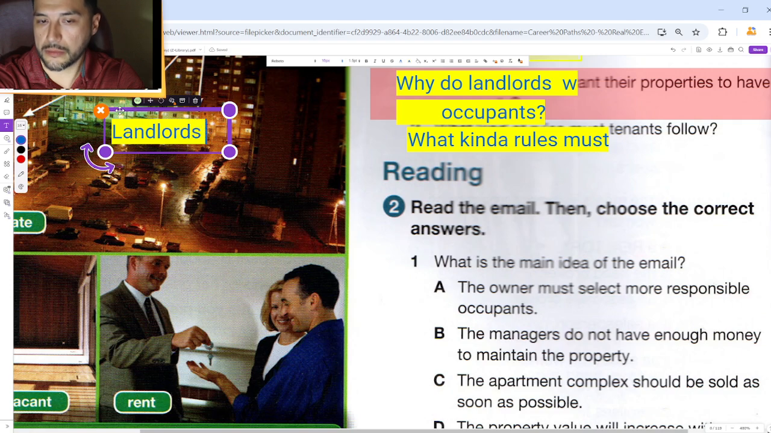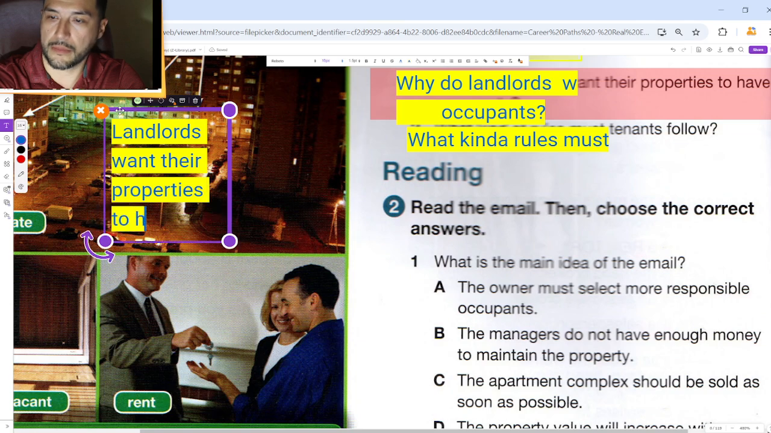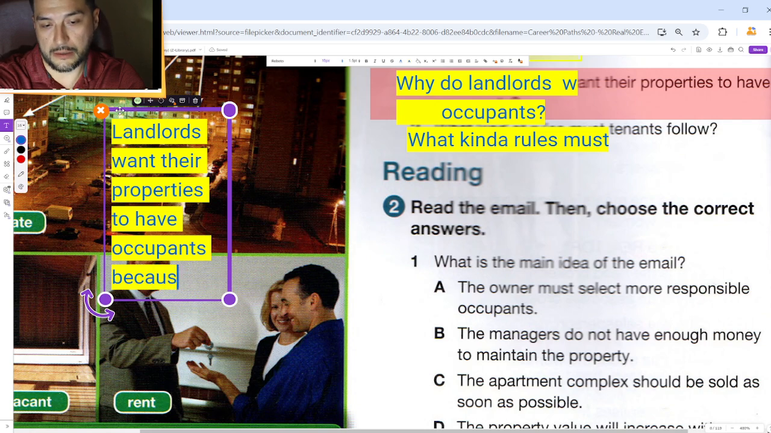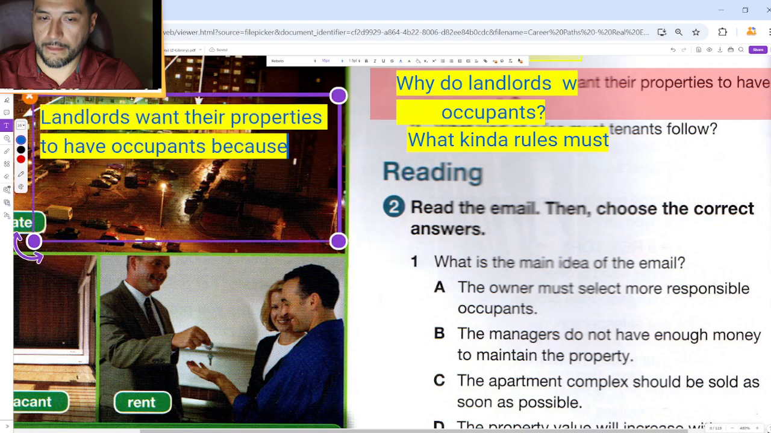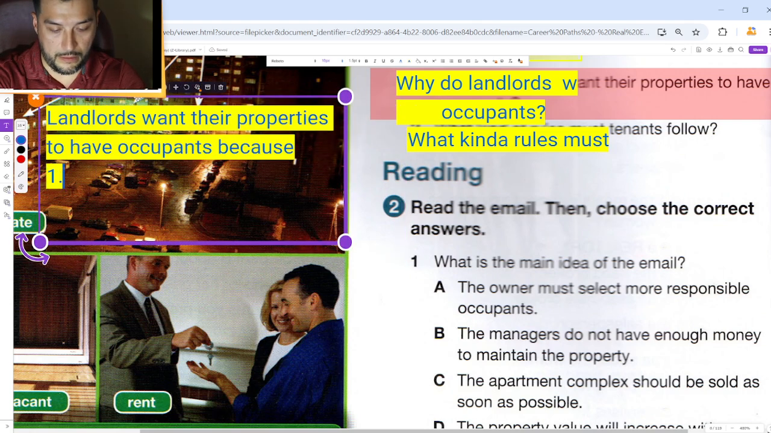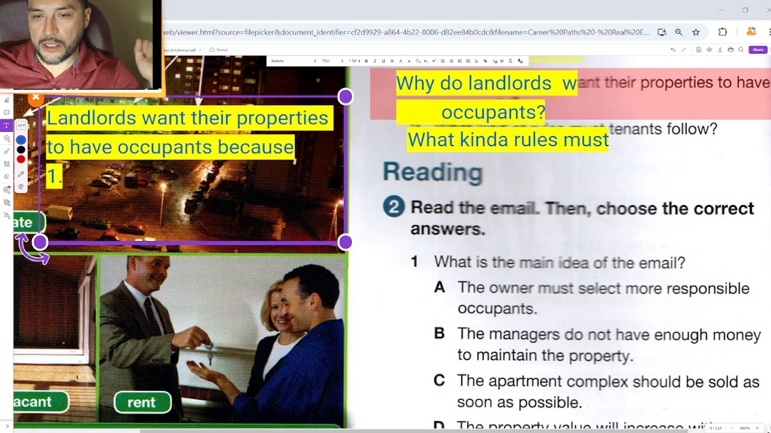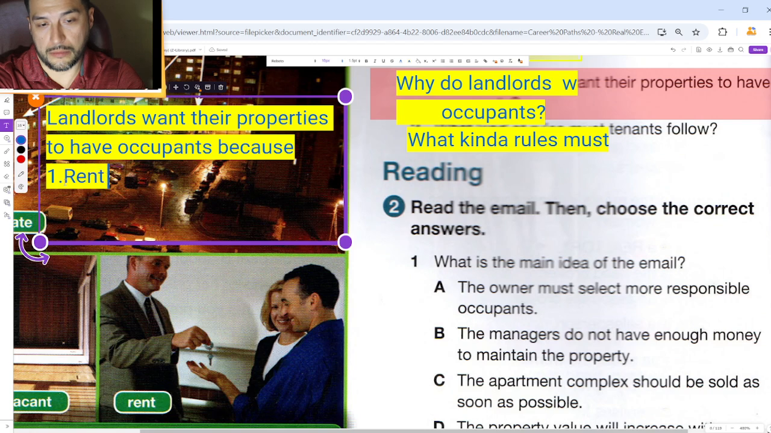and then the answer using the question. Landlords want their properties to have occupants because... any ideas? Landlords want their properties to have occupants because number 1, money. Occupants pay money. They pay rent. So, rent money.